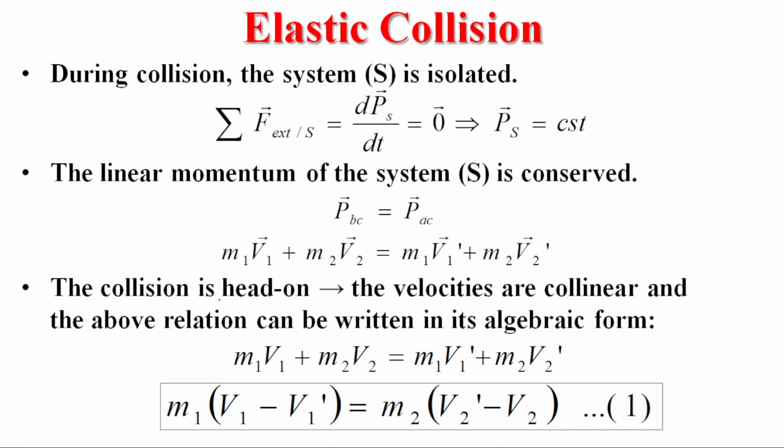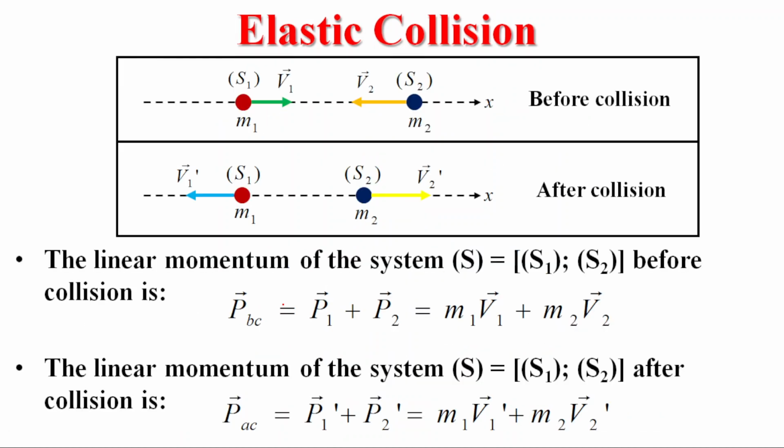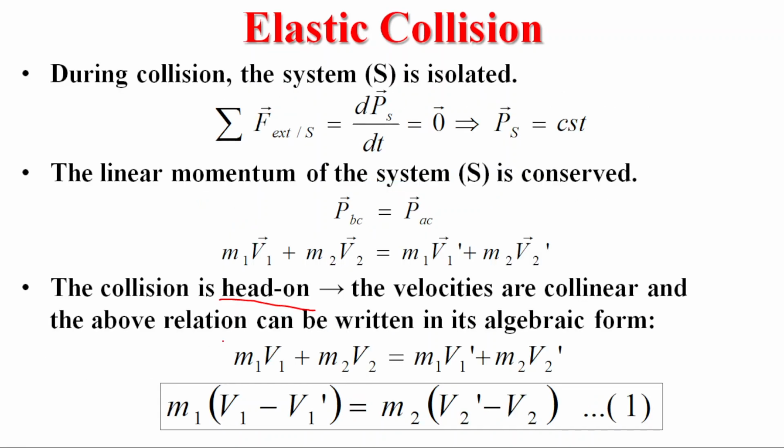Again, what is meant by head-on collision? Head-on collision means the velocities are collinear. The collision takes place only along the x-axis. Now, we can write this relation in its algebraic form without vectors. So, m1 v1 plus m2 v2 equals m1 v1 prime plus m2 v2 prime.